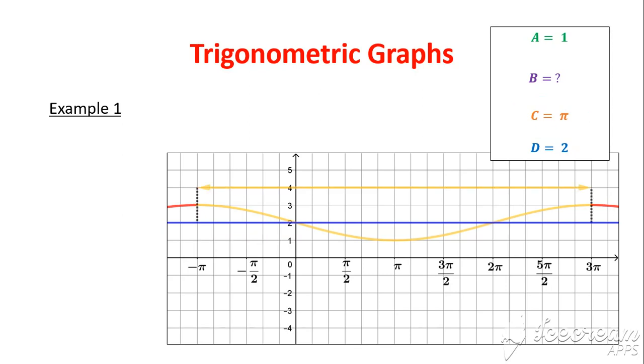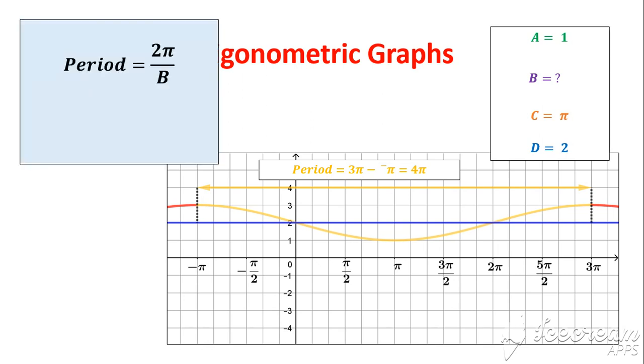And we're going to work out the period of this graph. To do that, we're just going to go the maximum x value of the period is 3 pi, subtract the minimum is negative pi. Remember, when we subtract a negative, we add, so 3 pi plus pi makes a period of 4 pi. So now let's use our formula.